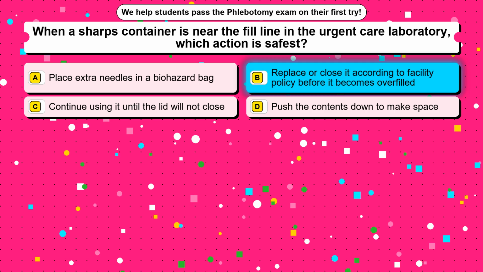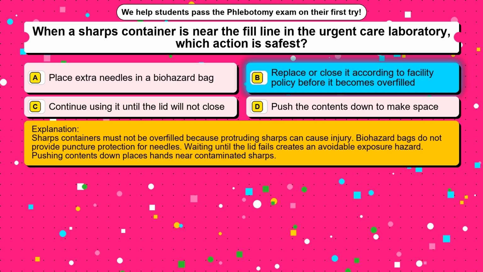The correct answer is option B. Replace or close it according to facility policy before it becomes overfilled. Sharps containers must not be overfilled because protruding sharps can cause injury. Biohazard bags do not provide puncture protection for needles. Waiting until the lid fails creates an avoidable exposure hazard. Pushing contents down places hands near contaminated sharps.